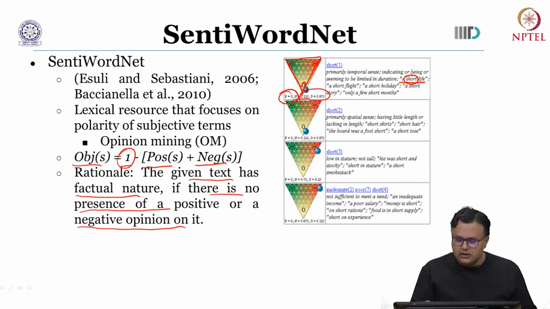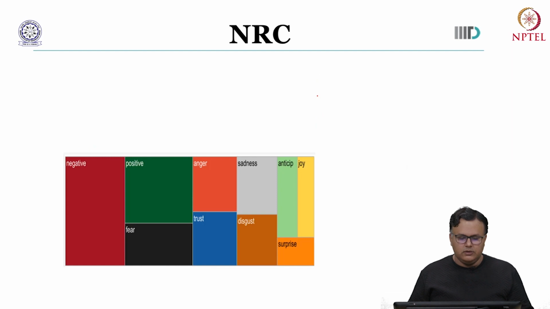So, in this case, let us say the statement is "he was short and stocky, short in nature, a short smokestack," right. So, you have more negative connotation and the objective score, that is 0.25 as compared to here where you had 0.875. So, this is the opinion about the statement.